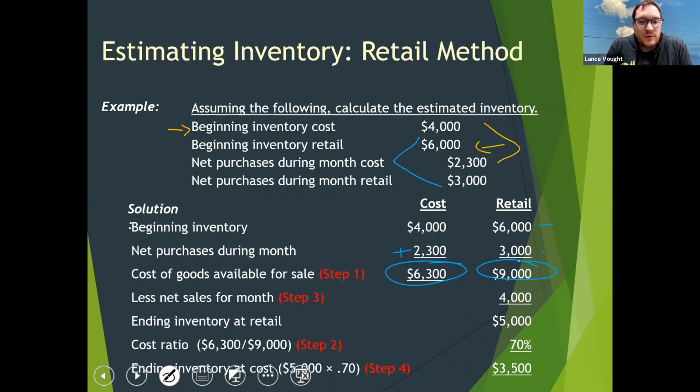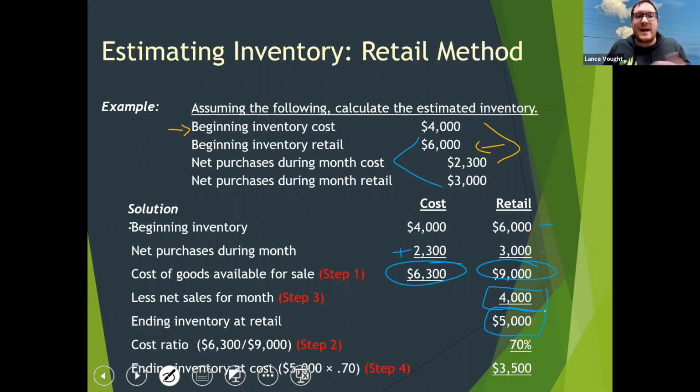This is a bit out of order, but the net sales for the month based on data for this company is $4,000, which means that they sold $4,000 worth of merchandise, and they have $5,000 worth of merchandise still in inventory. That's the actual believed retail selling price.